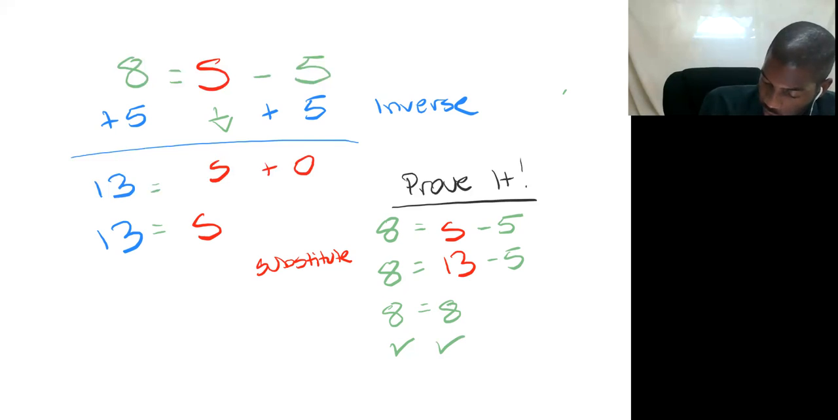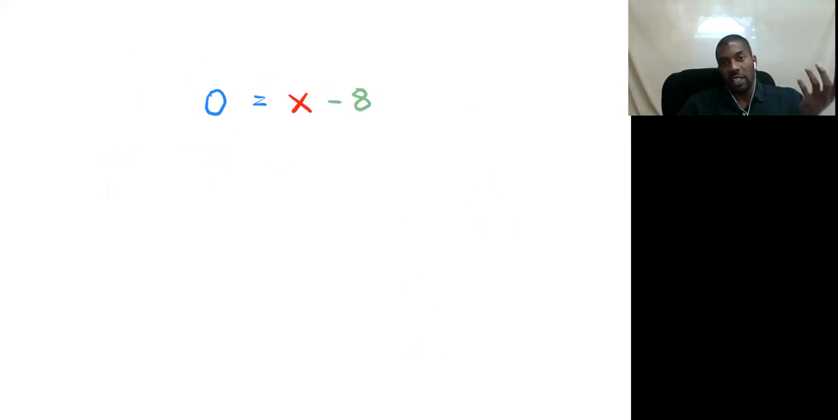Let's do one last one just to be safe. Here we go. Here's a nice one. We have 0 equals something minus 8. First step, identify the operation. What's the operation? I've got a negative 8. Okay, I'm trying to get x by itself. So I need to do the opposite, which is plus 8. What I do to one side, I must do to the other.